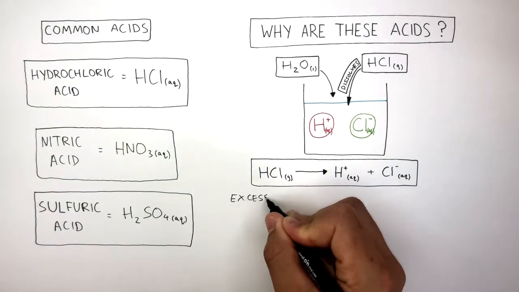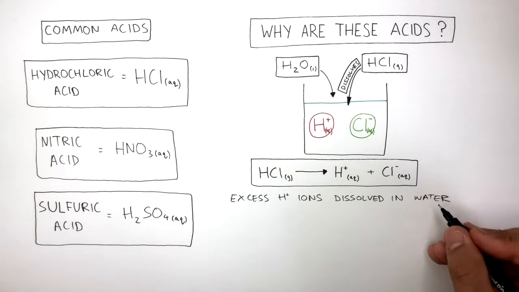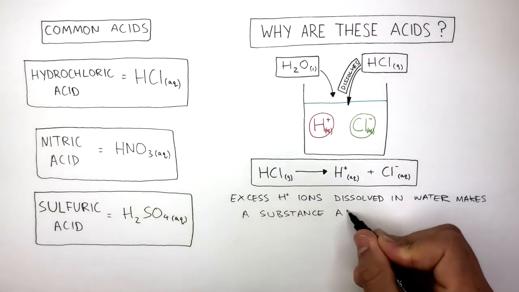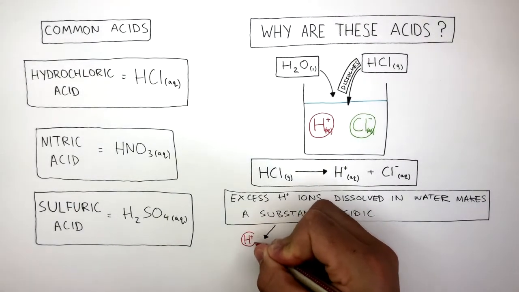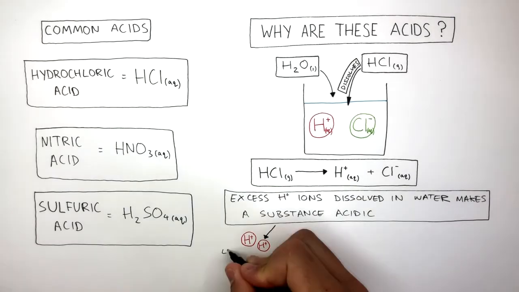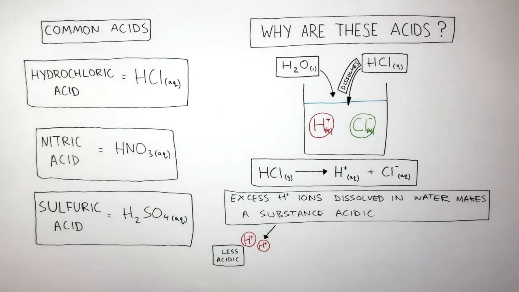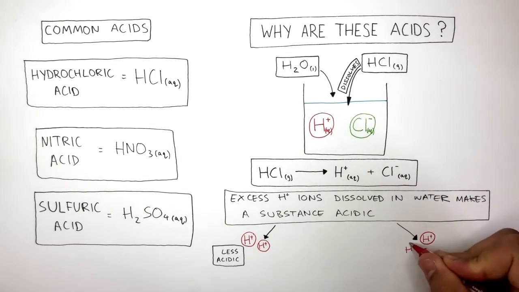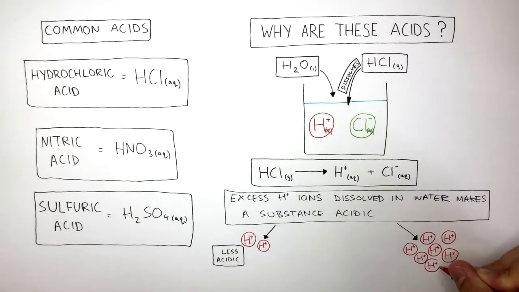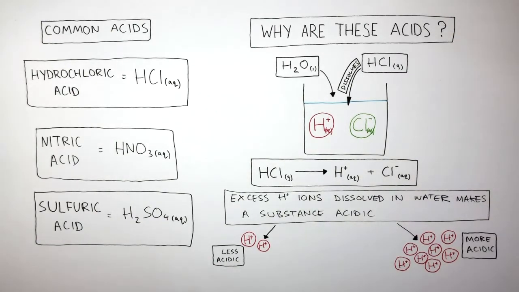It's these excess H+ ions dissolved in water which makes a substance acidic. The fewer H+ ions dissolved in the solution, the less acidic the substance is. Whereas the more H+ ions dissolved in the solution, the more acidic the substance is.